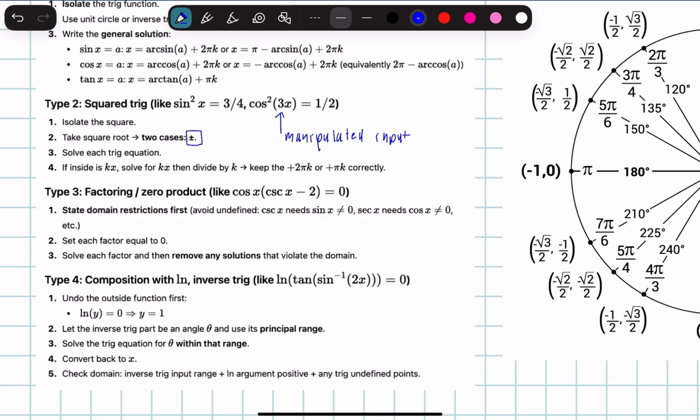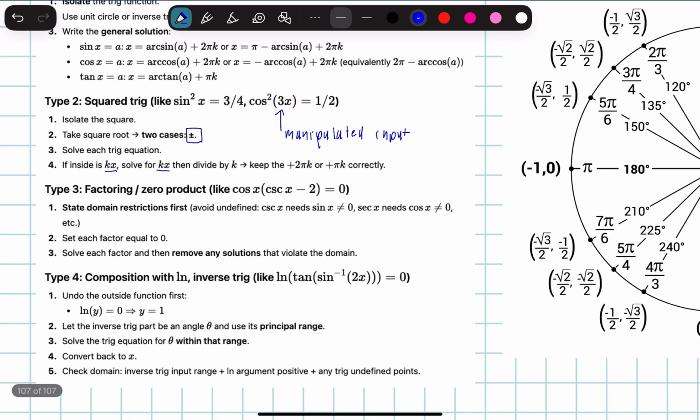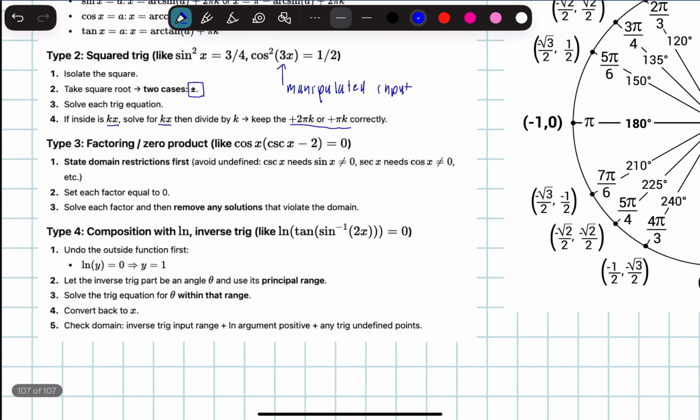Then you solve each trig equation, and if the inside is k of x, then you solve for k of x and you divide by k, and you keep this correctly. You have to make sure you don't mess that up.